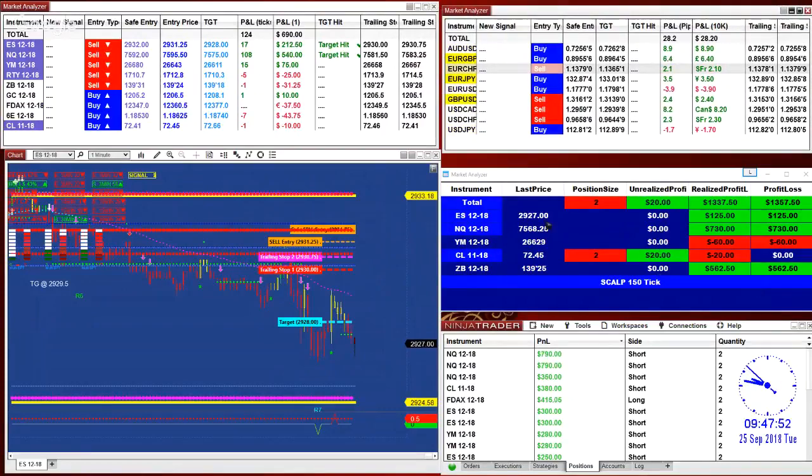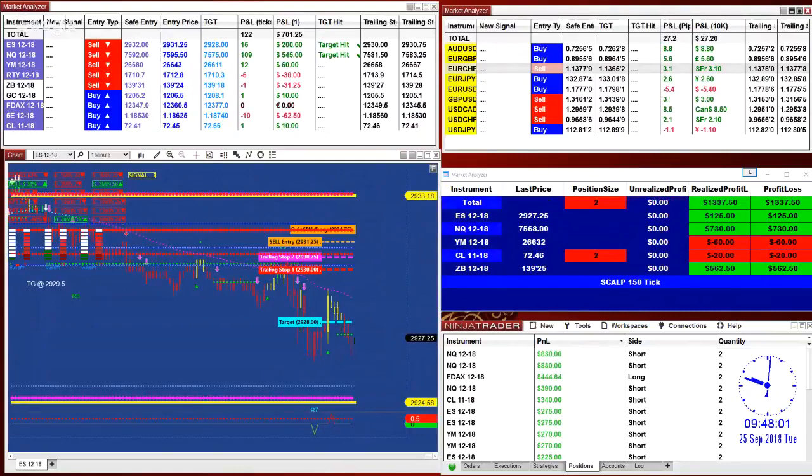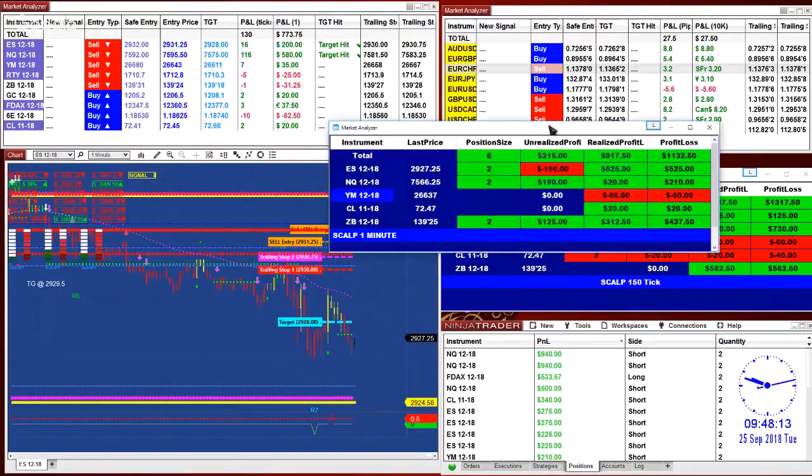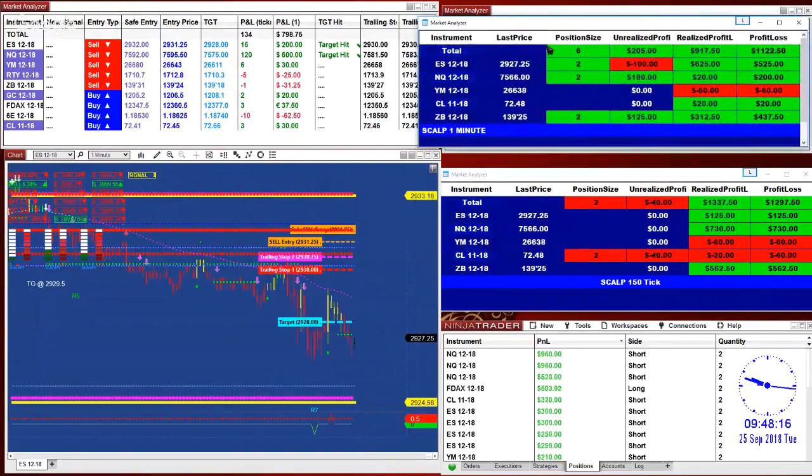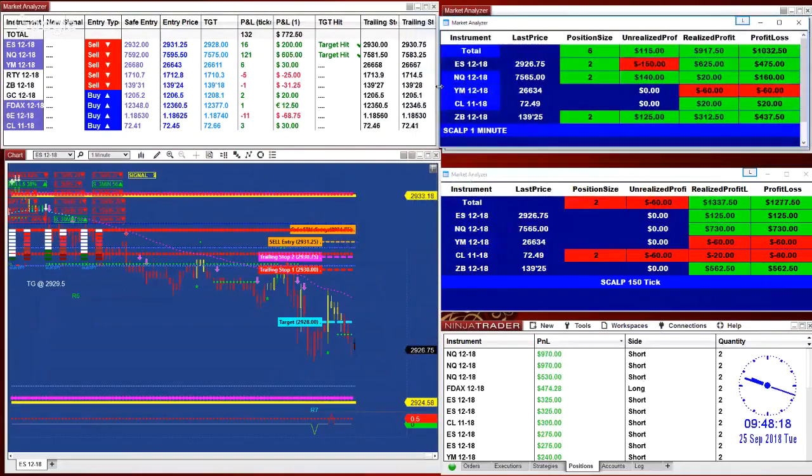On this market analyzer, it is the scalpers. We use the same time frame. The two options on the time frame are 1 minute and 150 ticks. This is the only time frame we use, the 1 minute scalping and 150 ticks scalping. So this is what we use on the scalper.